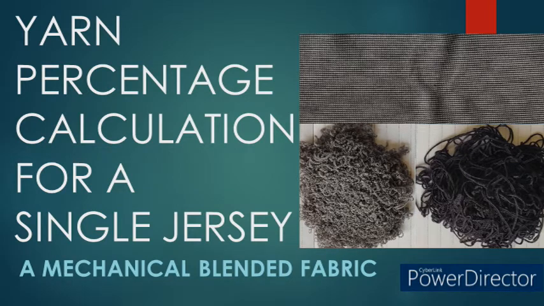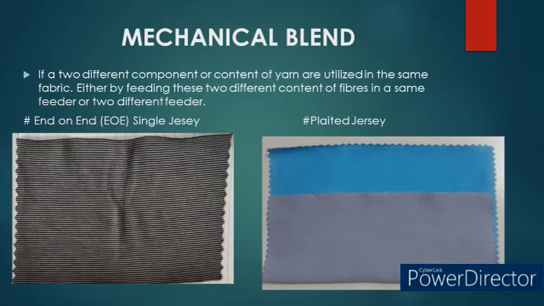In this video, we are going to learn about yarn percentage calculation for a mechanical blended single jersey fabric. Mechanical blend means two different components or contents of yarn are utilized in the same fabric, either by feeding two different fiber contents in the same feeder or in two different feeders of a knitting machine. I can give you an example for both options.